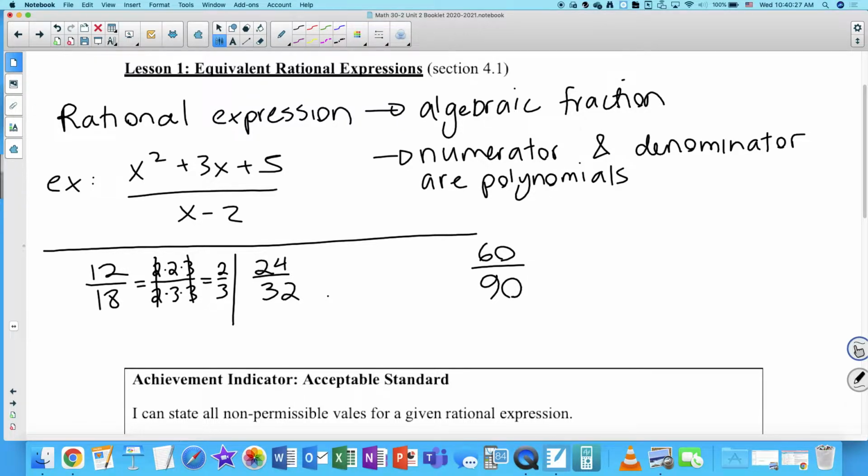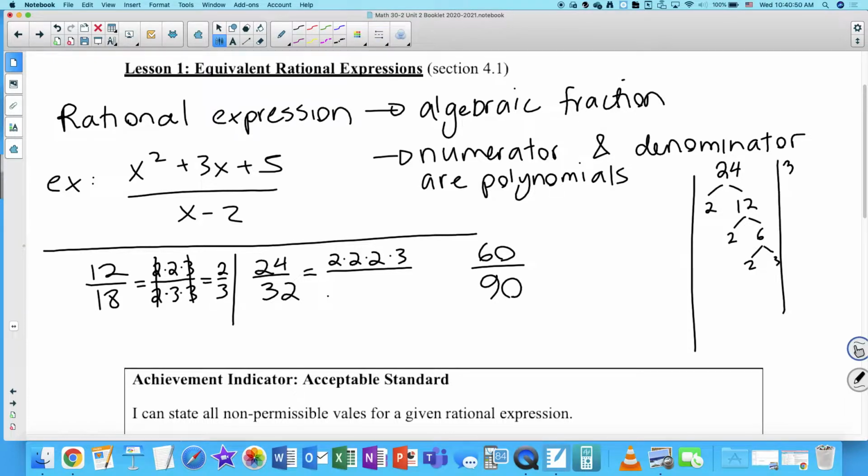Okay? So if we think about 24, that would be 2 times 12. 12 is 2 times 6. This is 2 times 3. So this is going to be, in the numerator, 3 2s and a 3. Okay, 32 is 2 times 16, 2 times 8, 2 times 4, 2 times 2. Yes? So far, so good? Okay, so that's 1, 2, 3, 4, 5 2s.